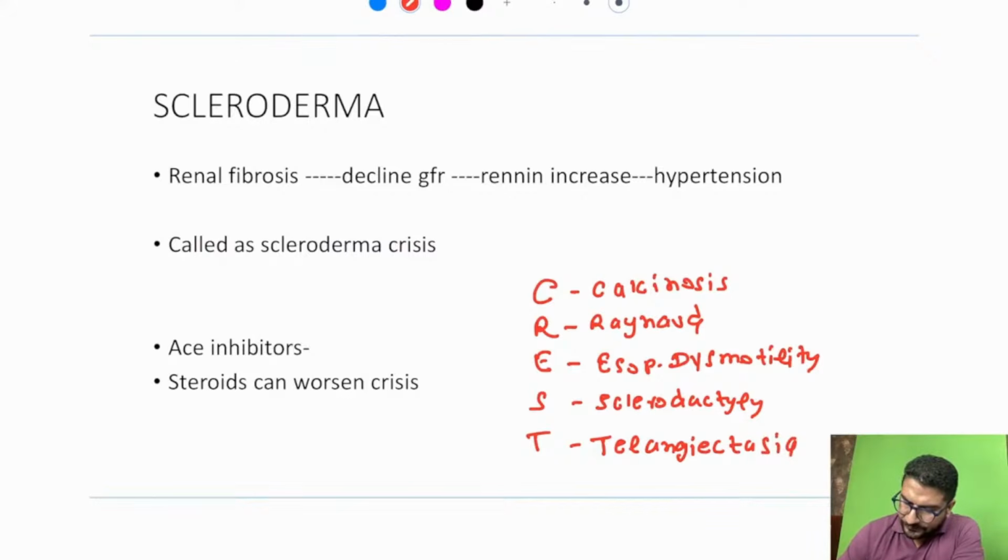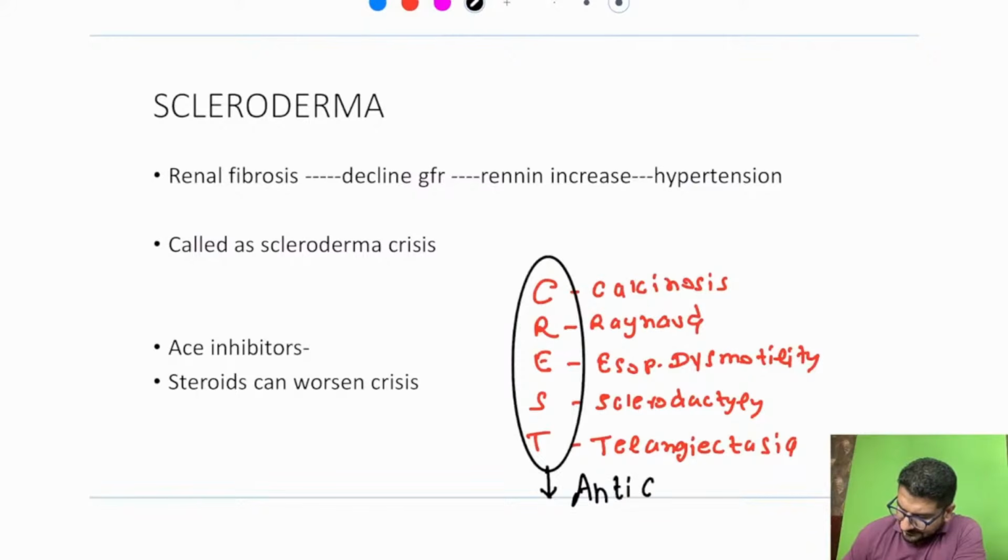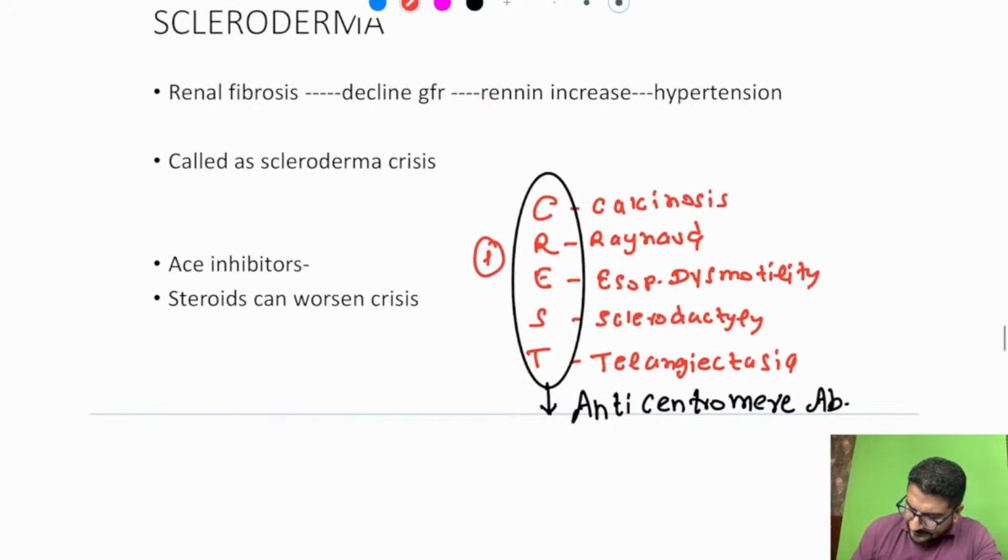If you see the superficial form, here you will find an antibody. So in CREST syndrome, the antibody is called anti-centromere antibody. But sometimes in the exam they will ask you about the systemic form. तो systemic form को हम बोलते हैं systemic sclerosis. So this is the first form, CREST syndrome, and the second form is called systemic sclerosis.